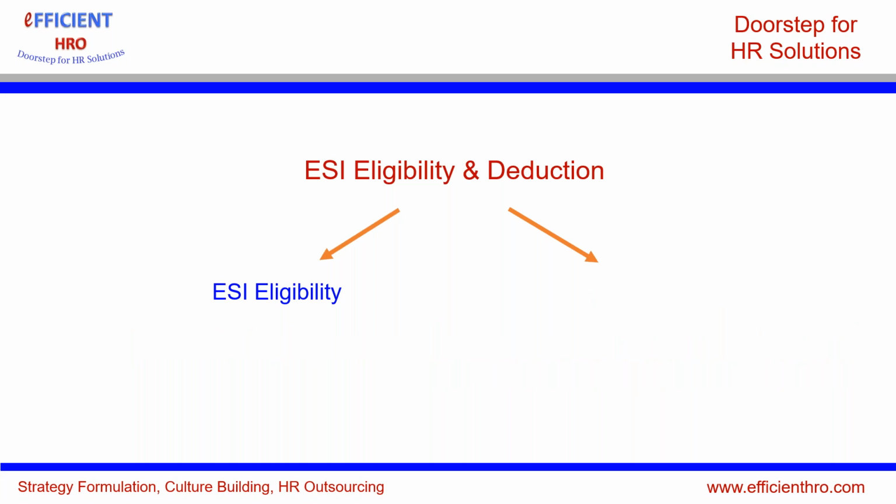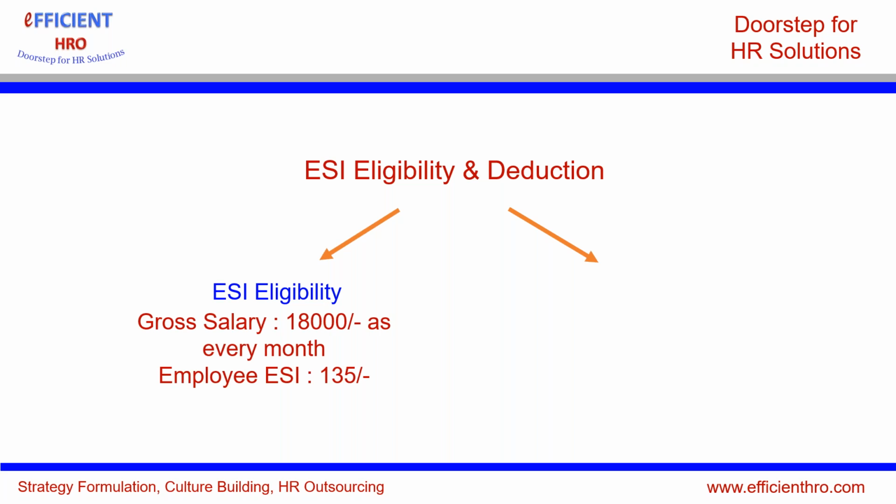Example. I'm repeating the same example. Let's say the gross salary of an employee is 18,000 every month. The employee's contribution, 0.75% of 18,000, will be 135 rupees, and the employer's share is 3.25%, which comes to 585. So the total is 4%, and 4% works out to 720 rupees.